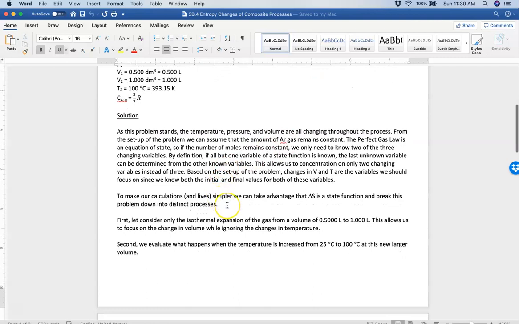To make our calculations simpler, we're going to take advantage of the fact that delta S is a state function for isolated systems or for reversible processes, and break this down into two distinct steps. First, we consider the isothermal expansion of the gas from a volume of 0.5 liter to 1 liter, which allows us to focus on the change in volume while ignoring the changes in temperature. Then we evaluate what happens when the temperature is increased from 25 to 100 degrees at this new, larger volume.